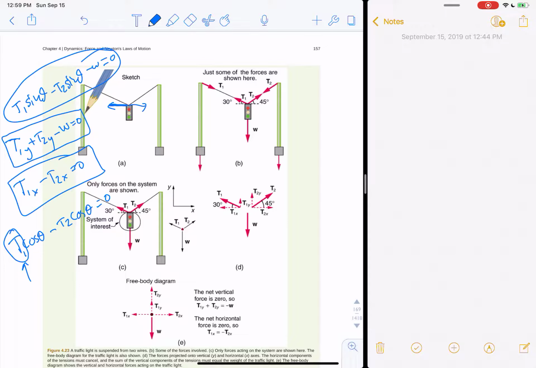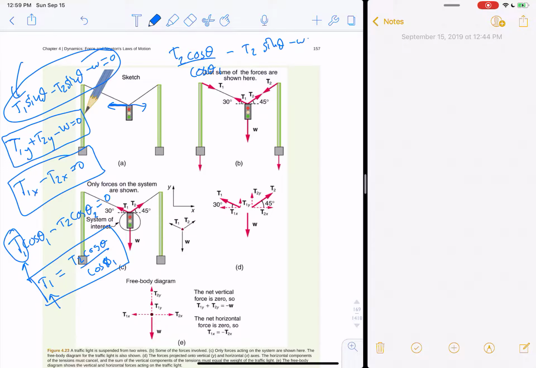Between those two equations, watch this, I can say that if theta 1 and theta 2 are different angles, T1 is equal to T2 cosine theta divided by cosine theta 1. There, I've got an equation for T1. I can plug that back into this equation, and I get T2 cosine theta divided by cosine theta 1 minus T2 sine theta minus W equals 0.